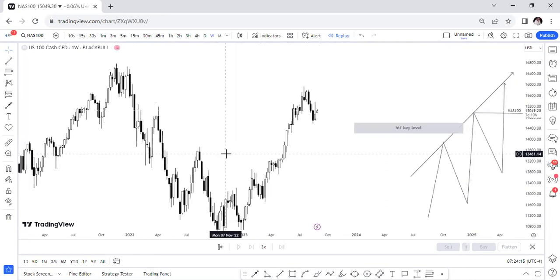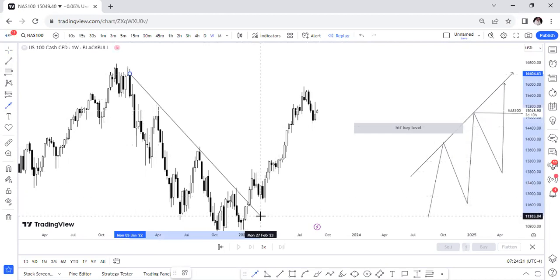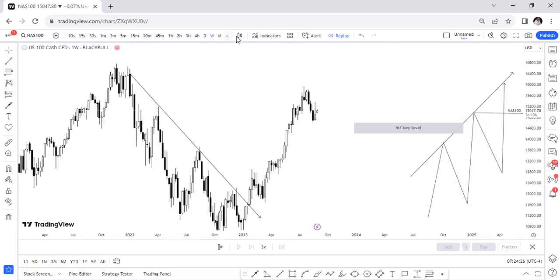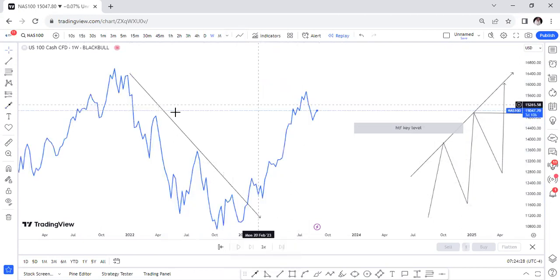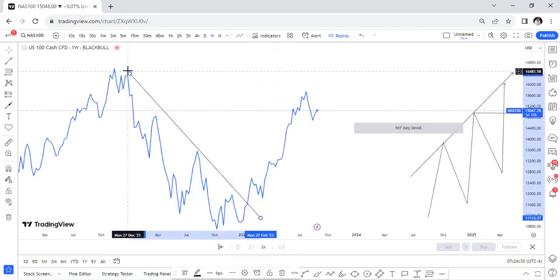So that's the best way so far to trade your trend line. I've shown it to you.